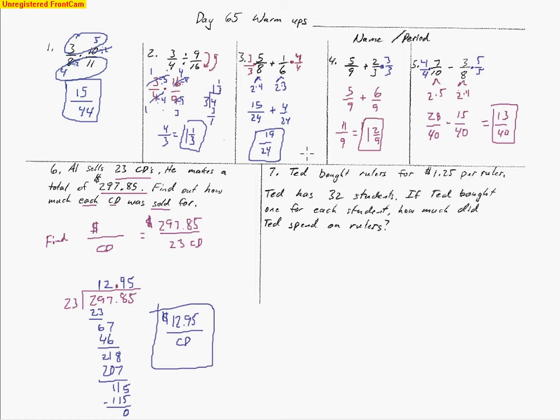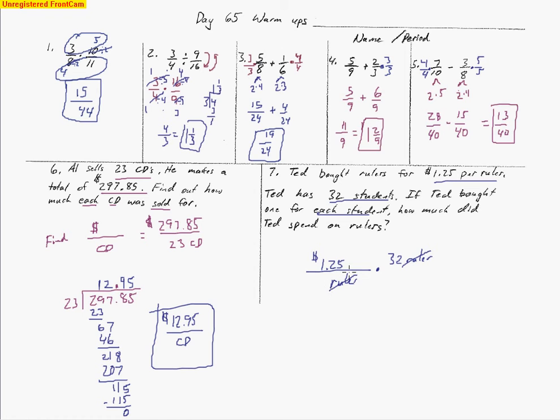And number 7, it says Ted bought rulers for $1.25 per ruler. He has 32 students. If Ted bought one for each student, how much did Ted spend on rulers? So basically, this is how we're setting it up. $1.25 per ruler. And we're going to multiply it by 32 rulers, because there's 32 students, but he's buying one per student, one for each student. So we're buying 32 rulers.